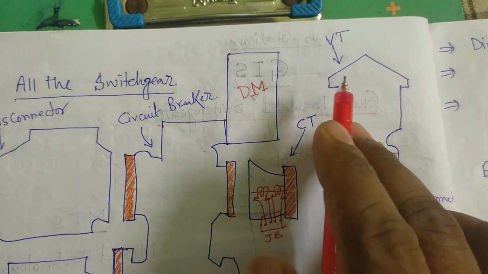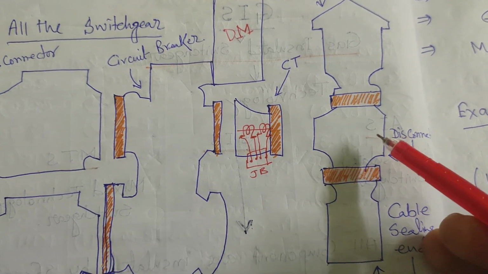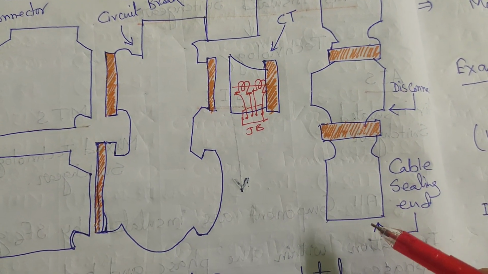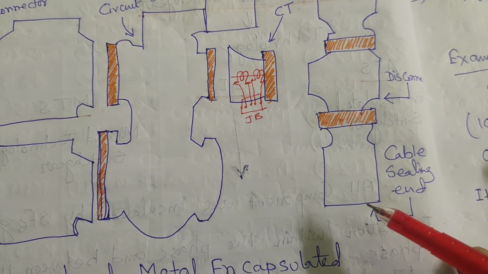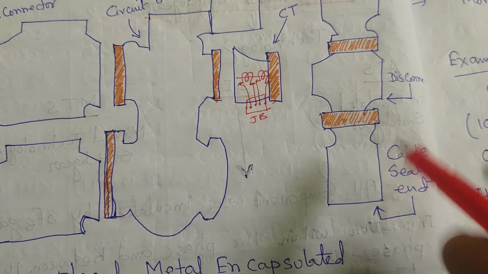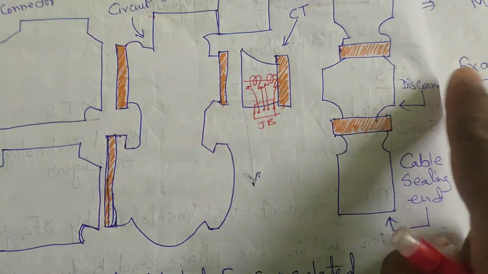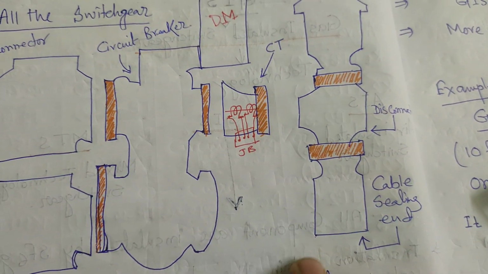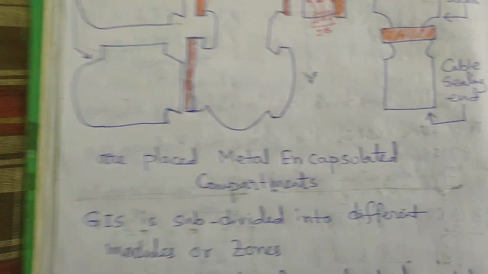This is the VT, voltage transformers, and here also the disconnector is present and a cable sealing is present. Cable sealing is present if any output cable is connected. If this bay is used for the transformer, so the GIS to air bushing is present for the connection of the transformers.